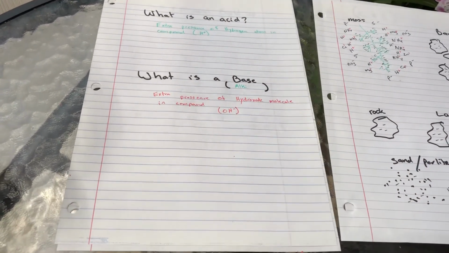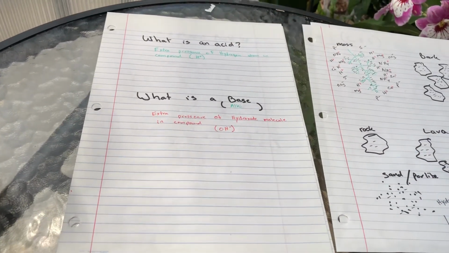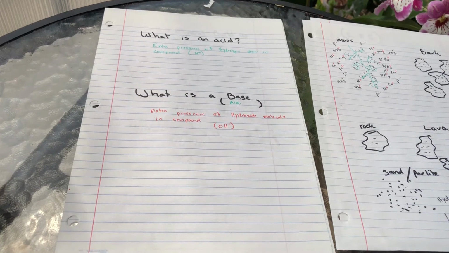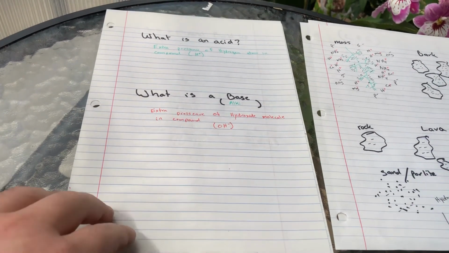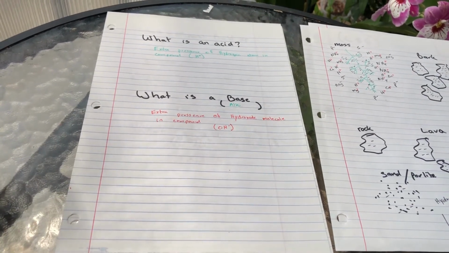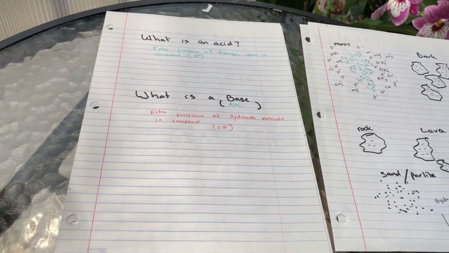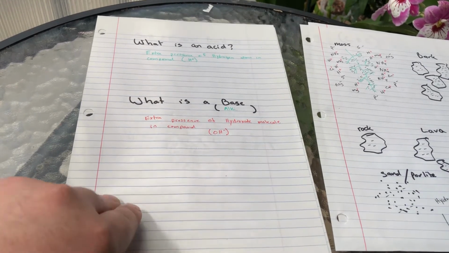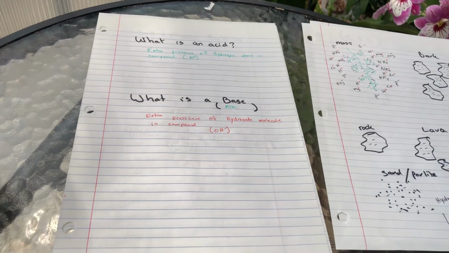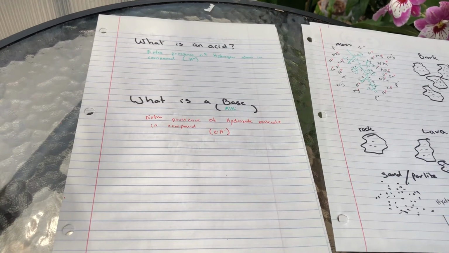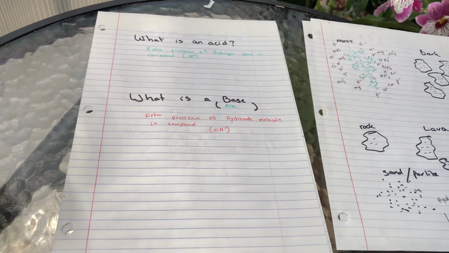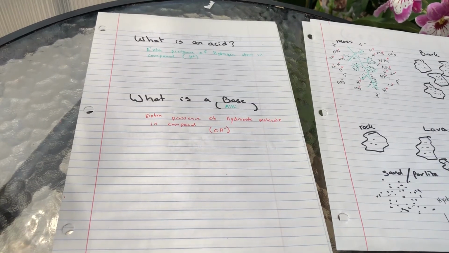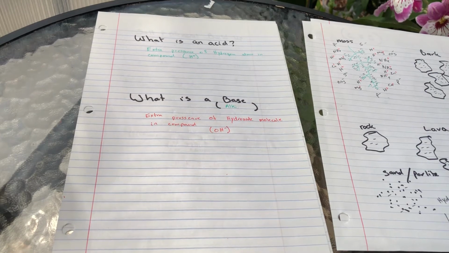So then I say, what is an acid? Acid is the extra presence of a hydrogen atom in a compound. What is a base? Extra presence of a hydroxide molecule in a compound, an OH. So now this is important, it just kind of dawned on me how we're all doing this with the pH meter, checking our waters, adjusting the pH. Now that is good for hydroponics.